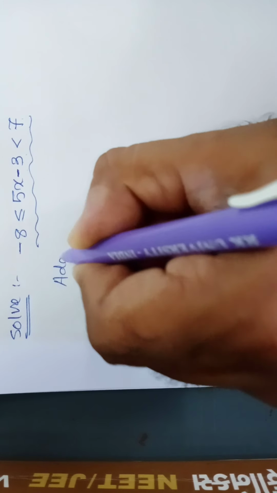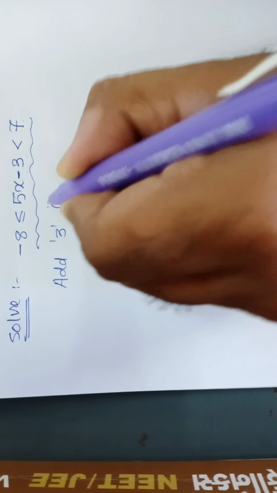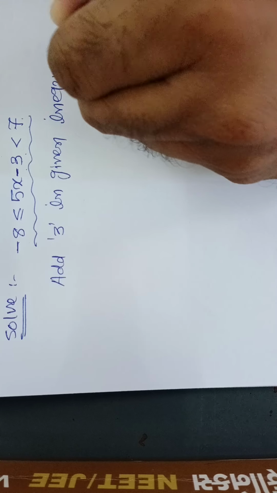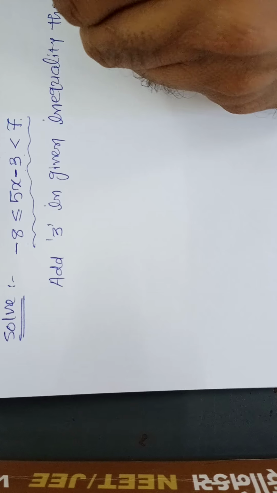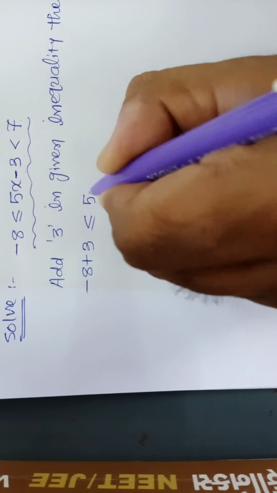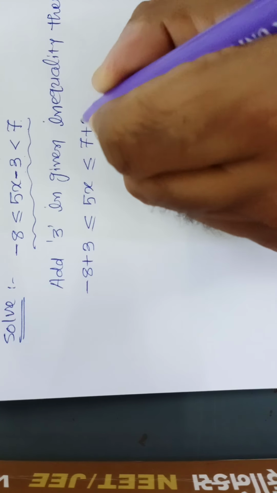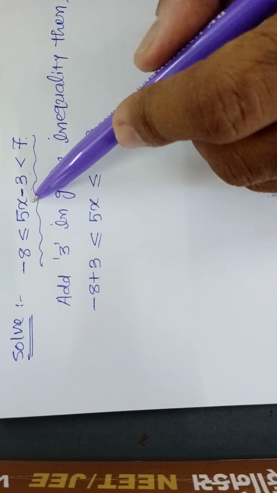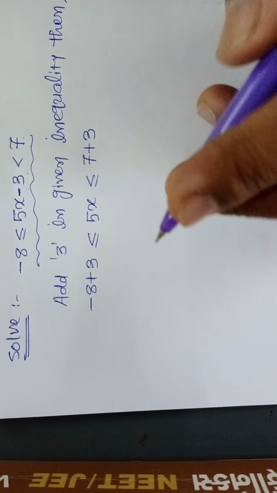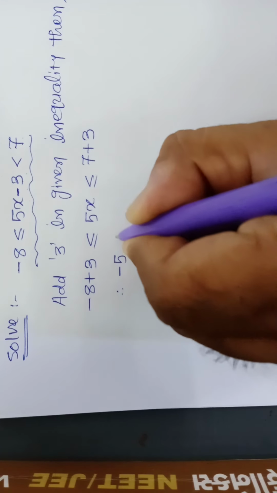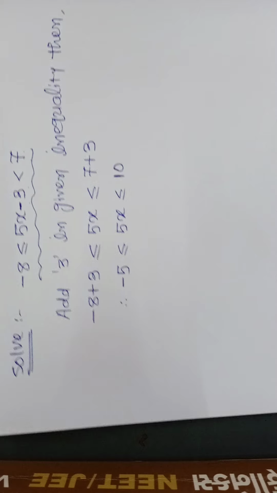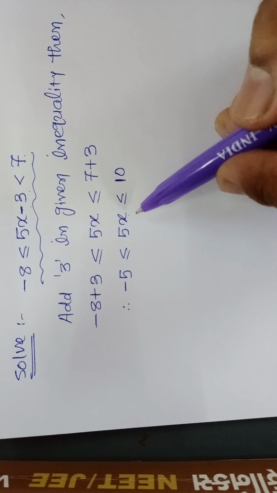So add 3 in the given inequality. Then what do we write? I think you understand that. Here I have to write -8 plus 3 less than or equal to 5x and less than or equal to 7 plus 3. I hope you understand that when I add 3 here, -3 plus 3 cancel. Our question is to find the value of x. Okay, therefore I say that here is -5 less than or equal to 5x and less than or equal to 10. Now we need x, so divide this inequality by 5.